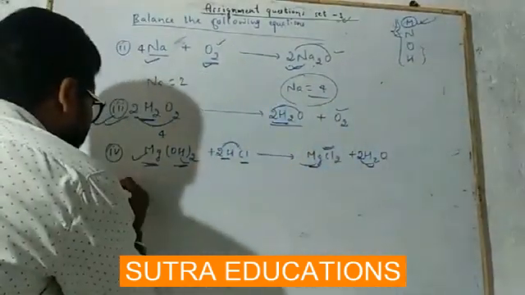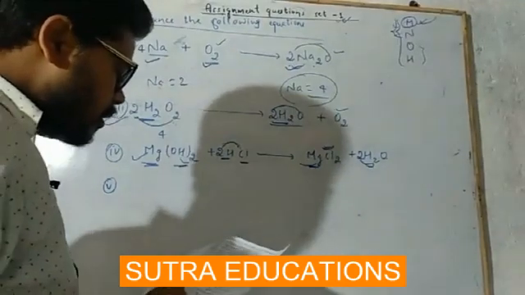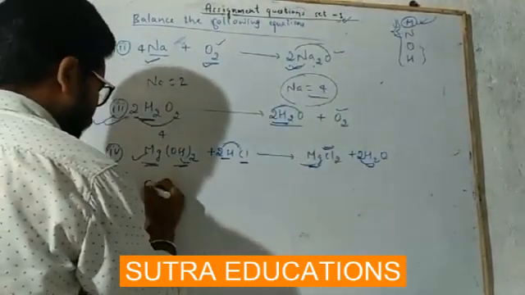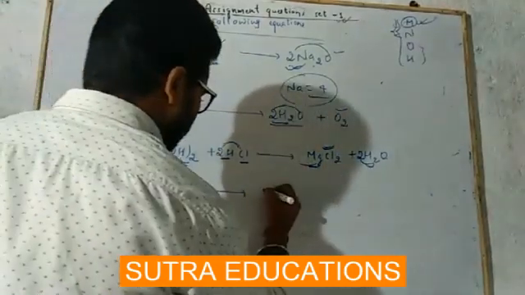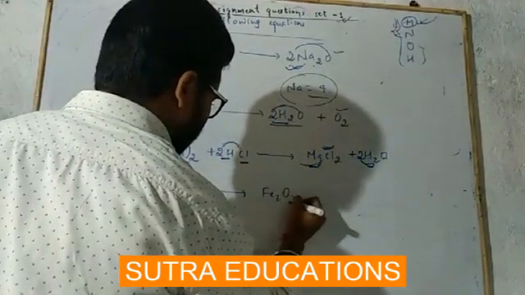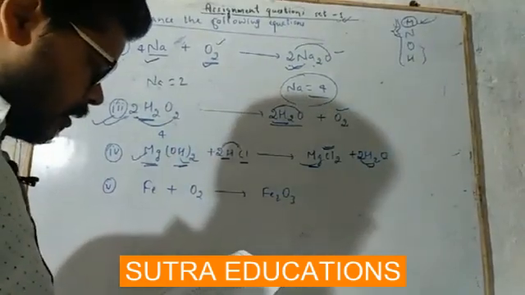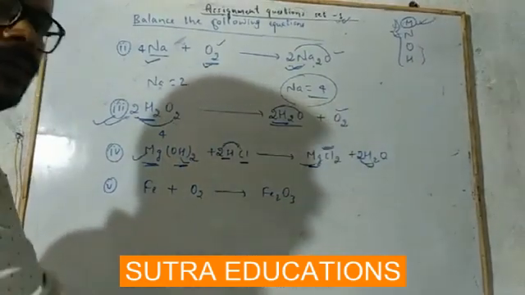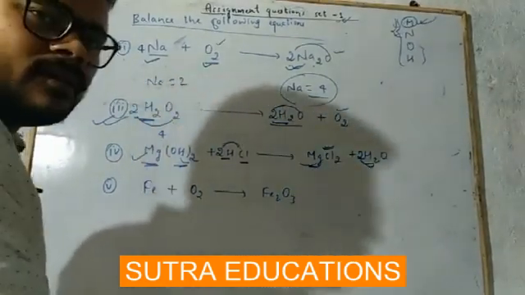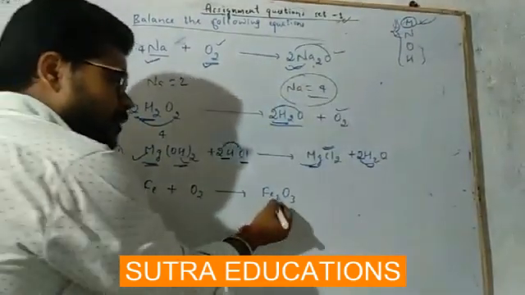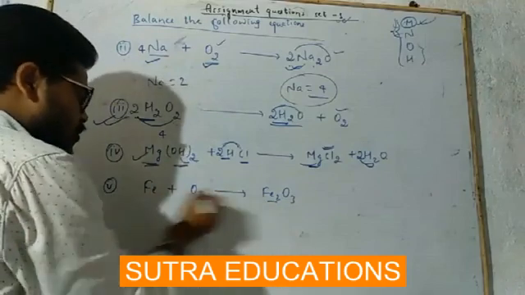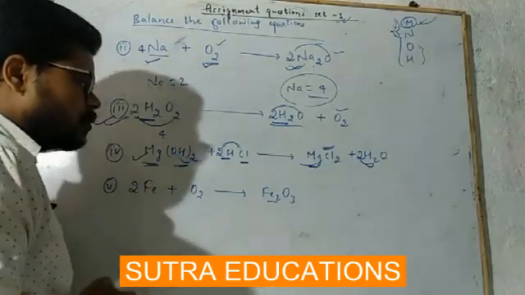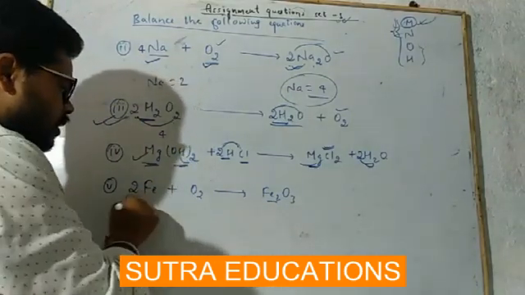Come to 5. Fe plus O2 to Fe2O3. So basic rule, first balance the metal. Metal is iron here, so here it is 2, so multiply this by 2. Okay, now metal is balanced on both sides.